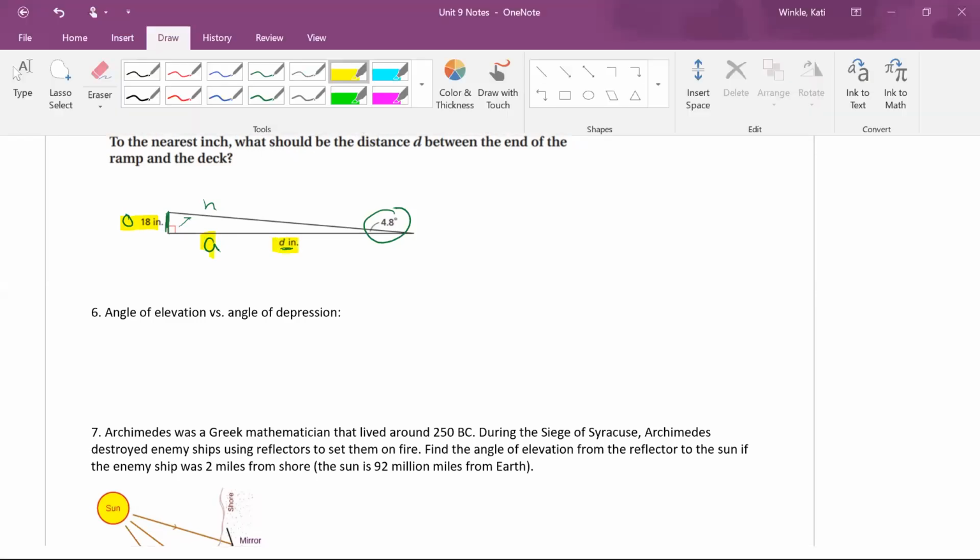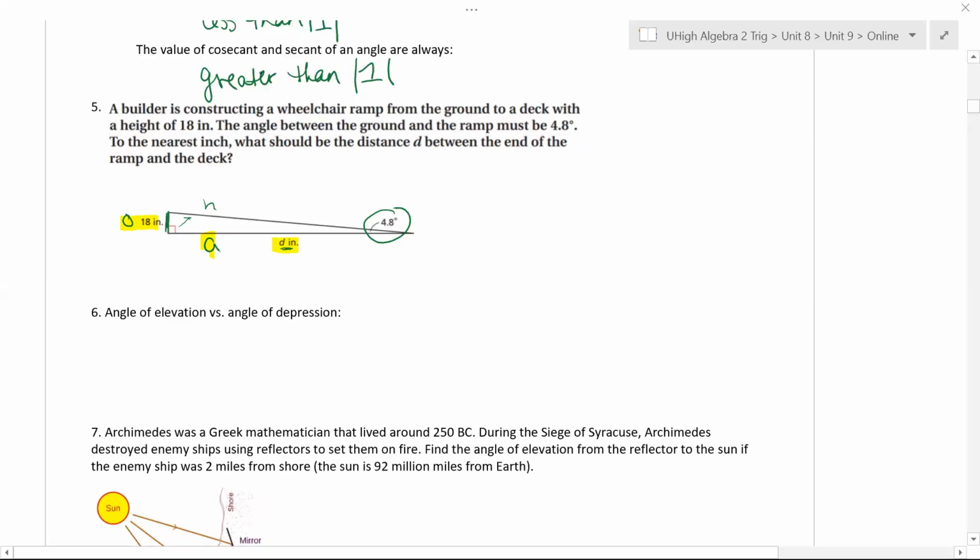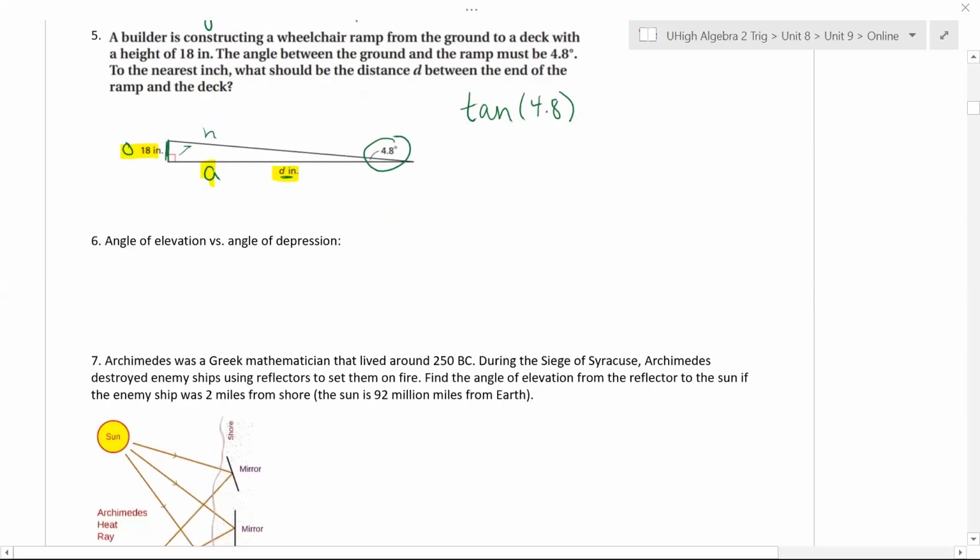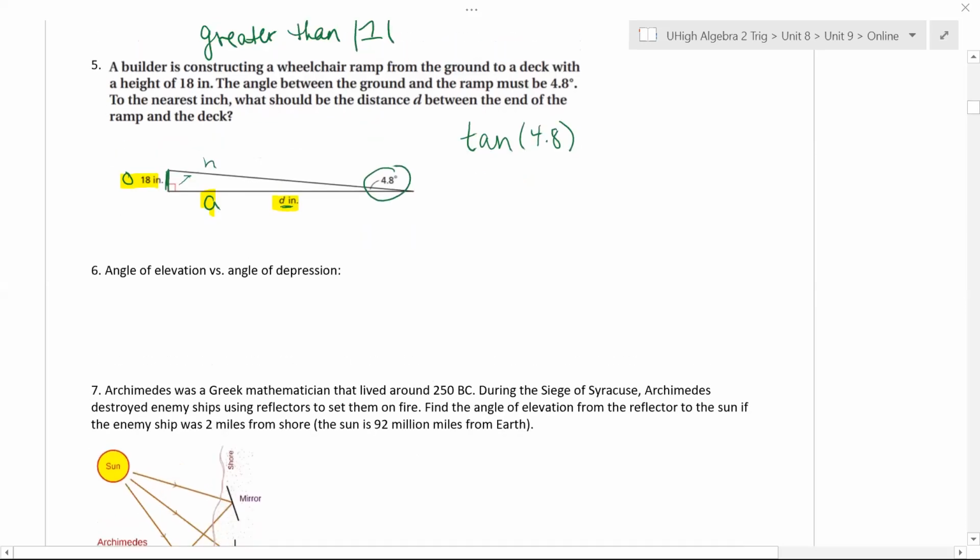So what I'm given is my opposite and I'm looking for my adjacent. Which trig function uses opposite and adjacent? That's going to be my tangent. So I say I have the tangent of my angle, 4.8 degrees, equals my opposite over adjacent, so 18 over d.